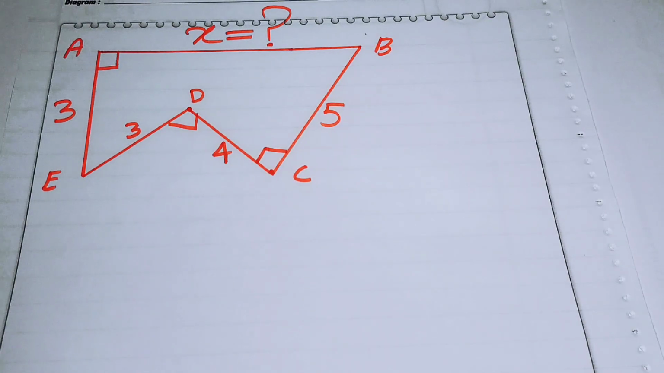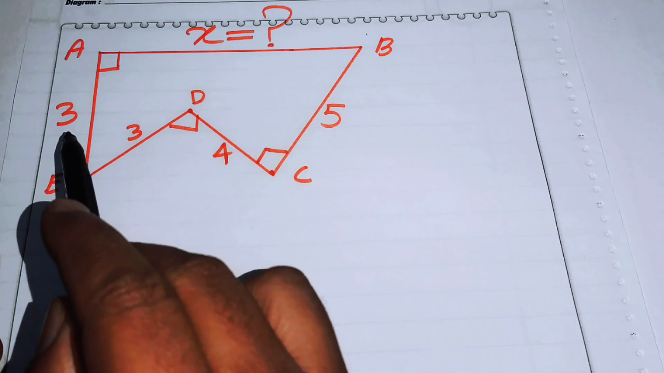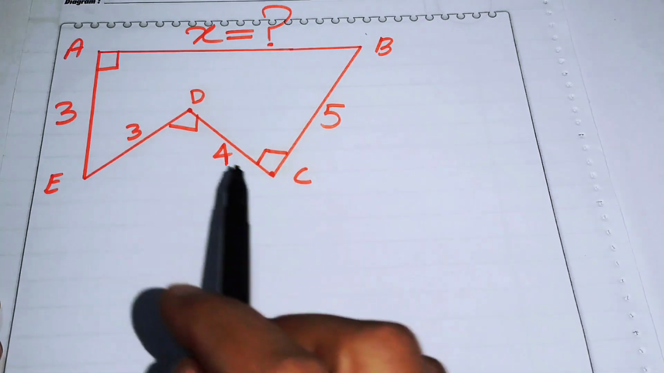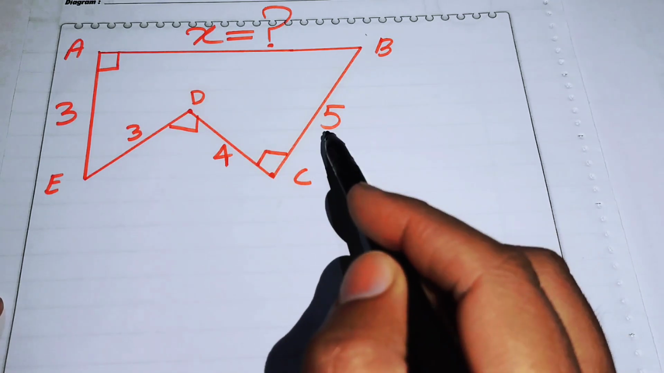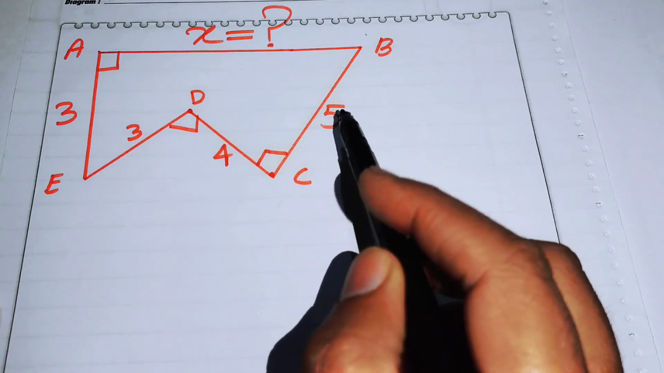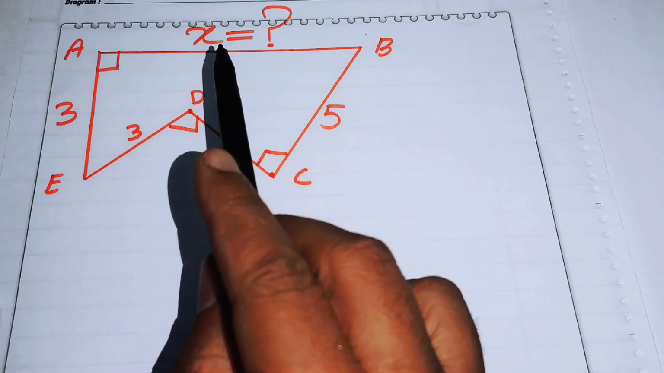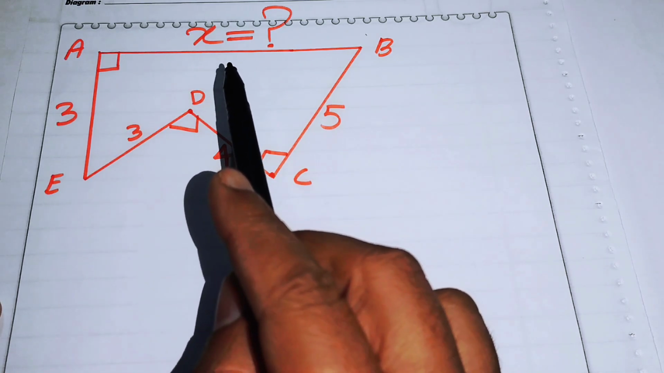In this video we are going to solve this nice math Olympiad geometric challenge, and here we have a nice shape in which the length of this side is 3, the length of ED is 3, and the length of DC is 4. Similarly, the length of CB is 5, and our aim is to find the length of AB, and here I can denote this length by x. So now we will find the value of this length x.